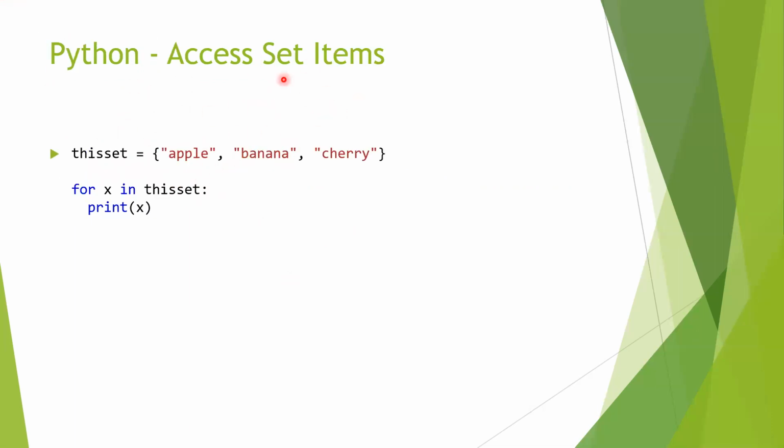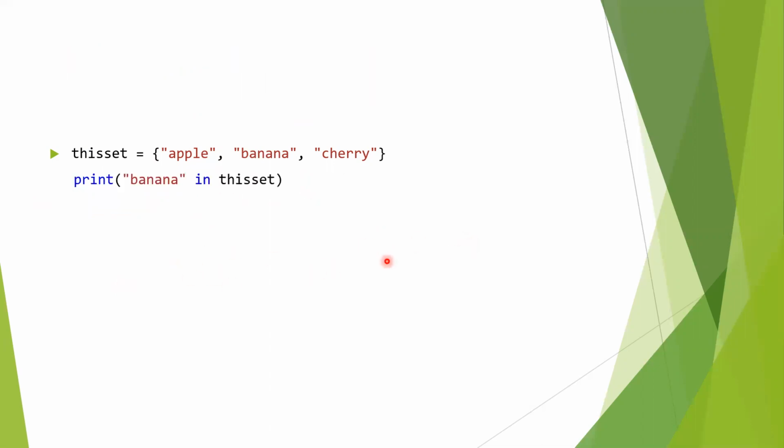Now if you want to access a particular item, or you want to access the whole set, then just apply the for loop. For x in this set, print x, then you will get the answer apple, banana, cherry. But the sequence can be different. It can be banana, apple, cherry. It can be cherry, apple, banana. Okay, because it's unordered, unindexed.